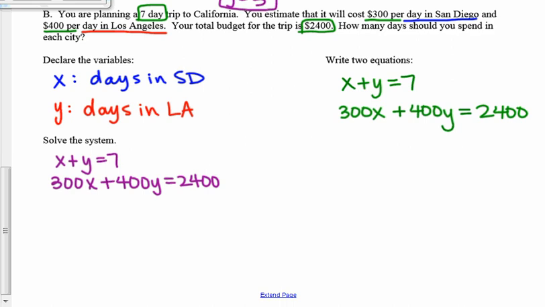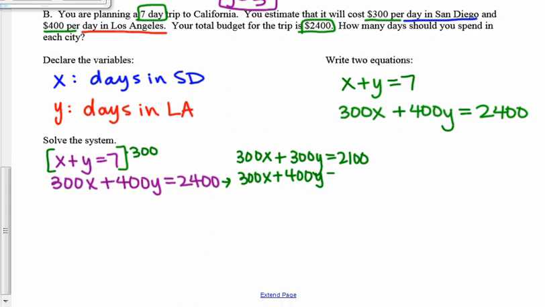I'm going to multiply this top equation by something in order to get myself able to eliminate something from the bottom. So I'm going to multiply the top by 300. I'm going to get rid of my x's first. So I'm multiplying every term in there by 300. So this actually becomes 300x plus 300y equals 2,100. And then my bottom one just stays the same: 300x plus 400y equals 2,400.